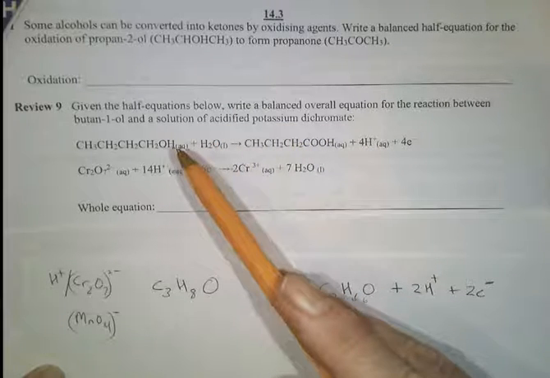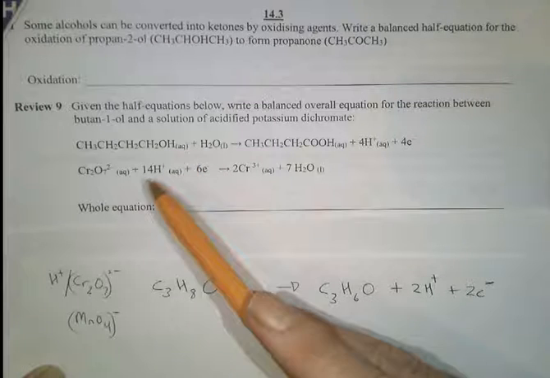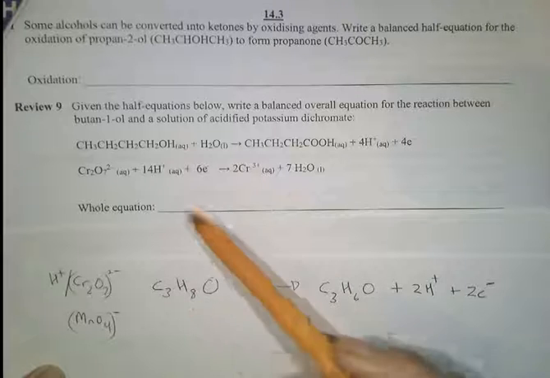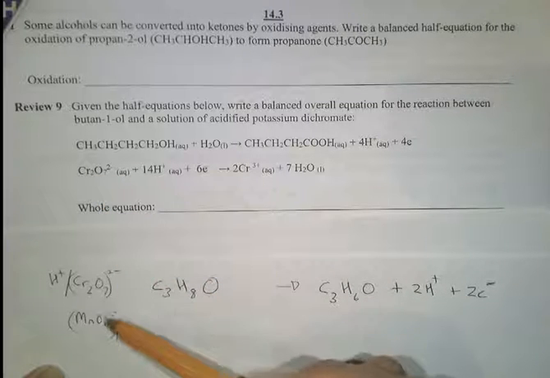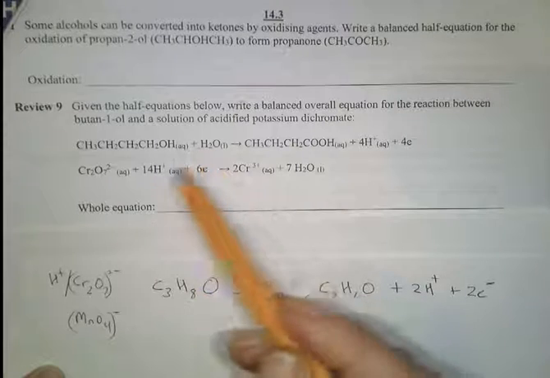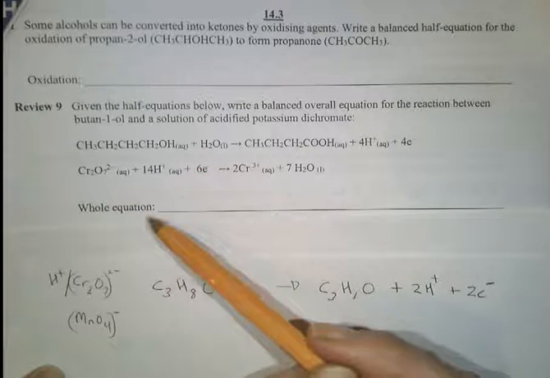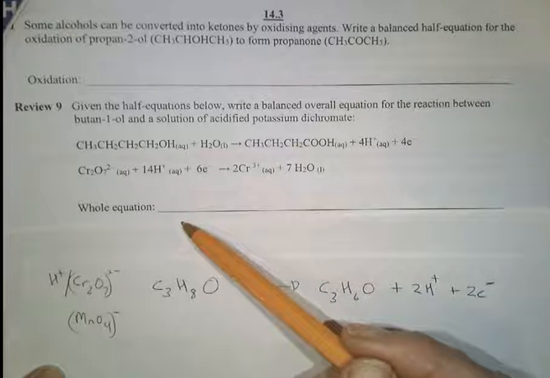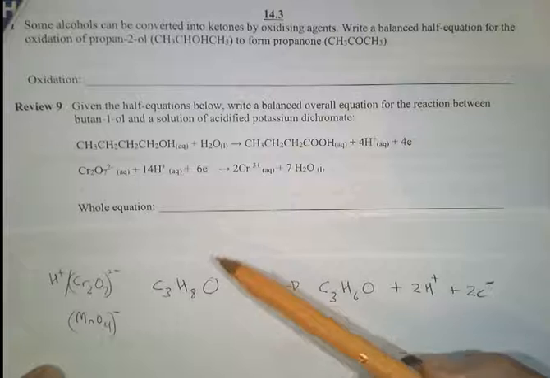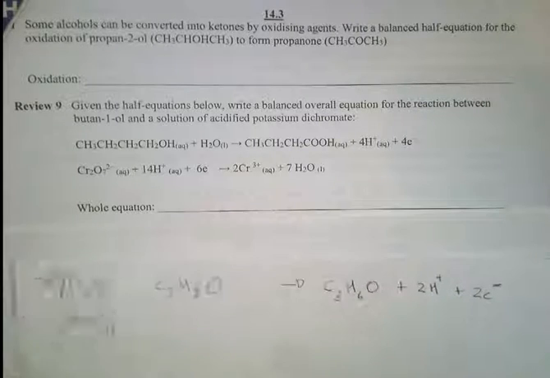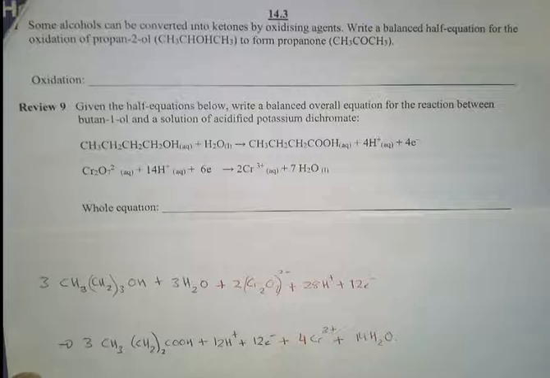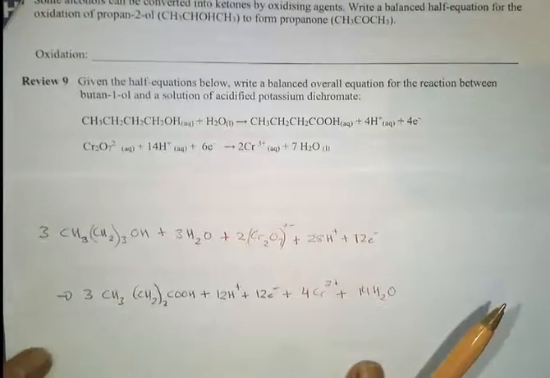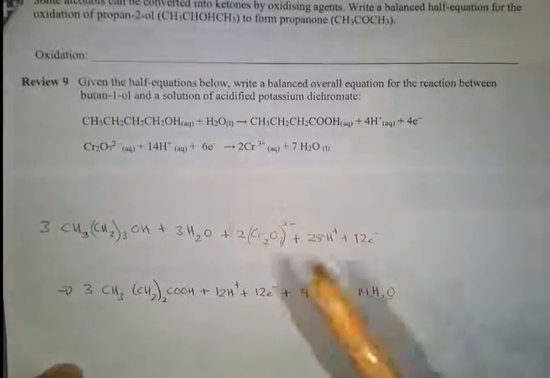Given the reactions below, write a balanced overall equation for the reaction between... Okay, so this is actually a different question. Sorry, I was thinking it was the same. So this could be reacting with the dichromate, or it could have been reacting with permanganate. This particular reaction is reacting with the dichromate. So, whole equation. This is one of the biggest whole equations that you would ever do. So I have written this out twice because I made a mistake the first time. Because it's so large, it's easy to stop paying attention and make mistakes.